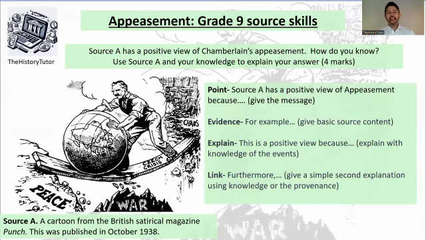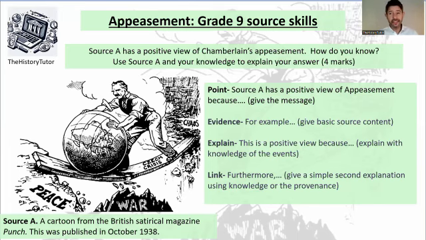So let's have a go at answering this question. We need to make sure for a four marker it's one good paragraph in a PEEL style. We need to give a clear argument on why we think it's a positive view, giving the message to start with, give some evidence maybe from the source, explain with some knowledge why it's a positive view, and then link, giving another sentence with another bit of knowledge about why it's a positive view. For that last sentence, you can give a little bit of provenance, if you like, to support why it's a positive view. Provenance there is below. It's when it was made, who made it, that sort of thing.